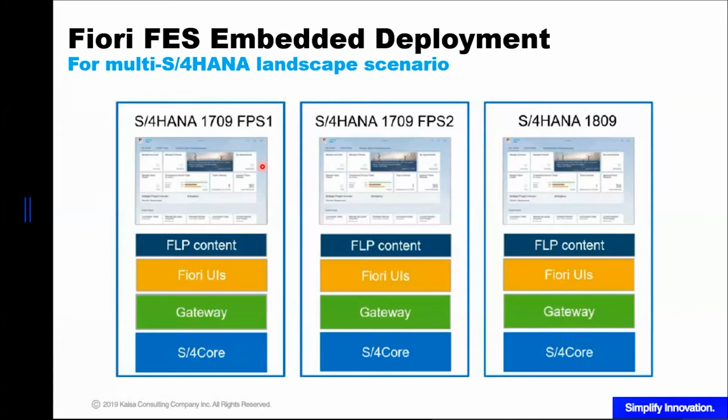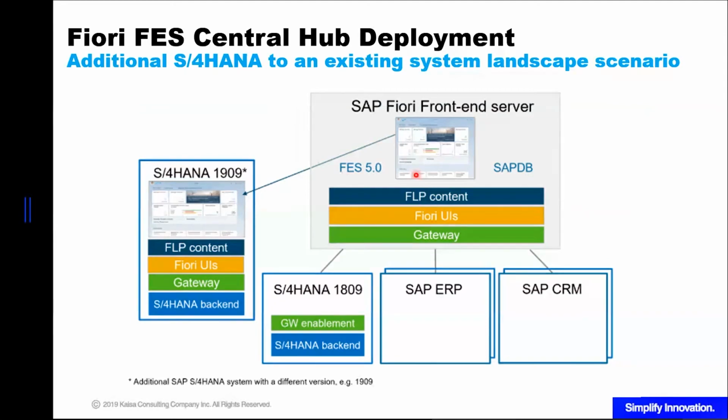Technically, it is also still possible to have multiple S4HANA systems connecting to a central hub, just like in the previous slide. But what you need to do is create specific custom tiles in the Fiori Launchpad of the front-end server acting as a central hub, and each tile will point to the different S4HANA systems. Basically, an expansion of this current setup.